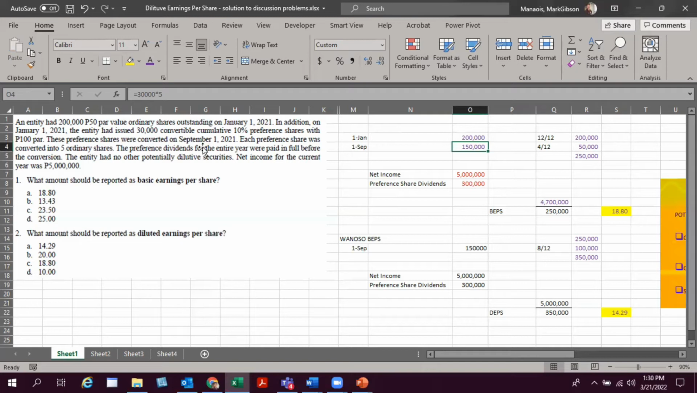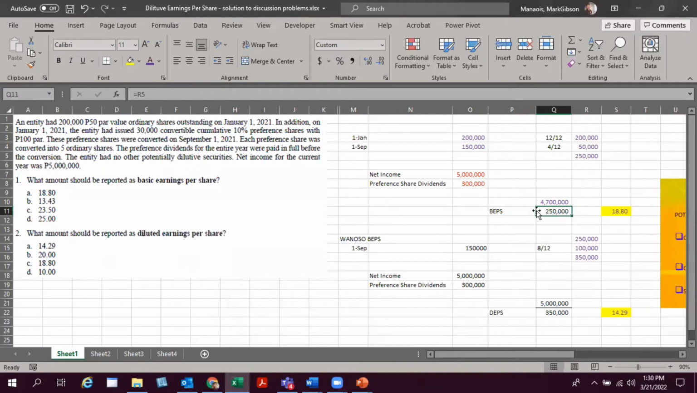So kung September siya na-convert, how many months siyang outstanding in the year? So that's September, October, November, December. It's September 1 plus, ha. Huwag magpapalito. Kung September 1 yan, you have to count the full month. So 4 months, or 4 over 12. So 150,000 multiplied by 4 over 12, that would be 50,000. So the total weighted average number of shares outstanding would be 250,000.